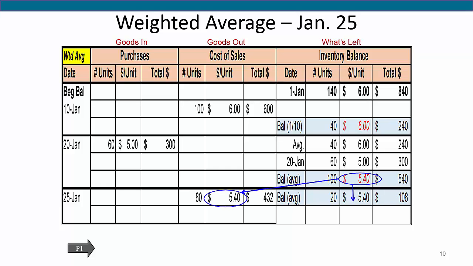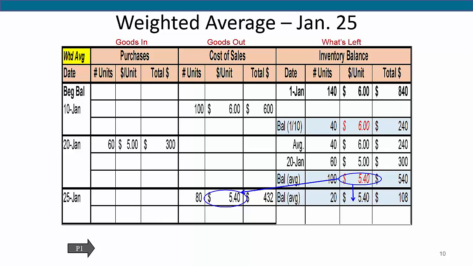So on January 25th, then, 80 units are sold. At this time, we ask a different question. How should we cost those units? The answer under weighted average is that they are assigned the average cost that was determined for all units immediately after the most recent purchase. In this case, the cost computed was $5.40 per unit. The 80 units bear the same cost, for a total cost of sales of $432.